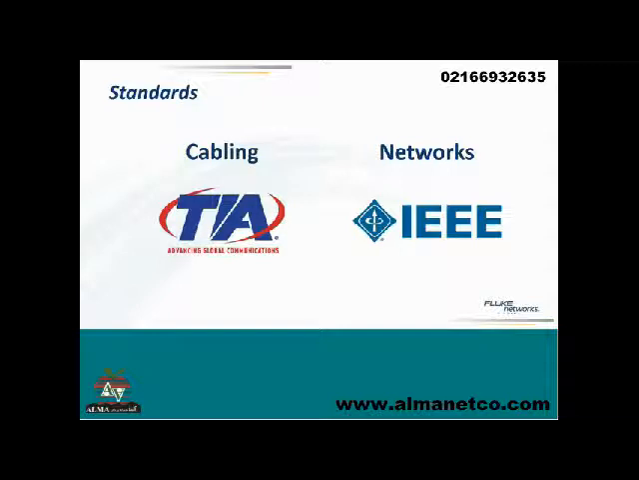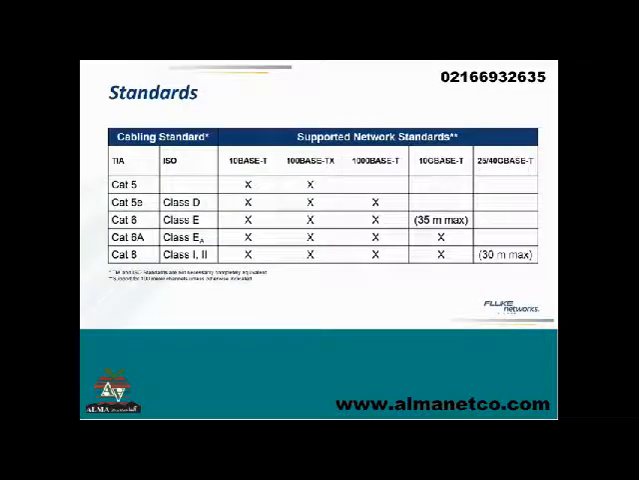Now, the cabling and network standards are designed to fit together. These two organizations actually work very, very closely. We have representatives on both of these. So when IEEE wants to think about a new networking standard, they also think about, well, what kind of cabling will we need to support this standard? And so the best way to explain this is to show you this table right here.